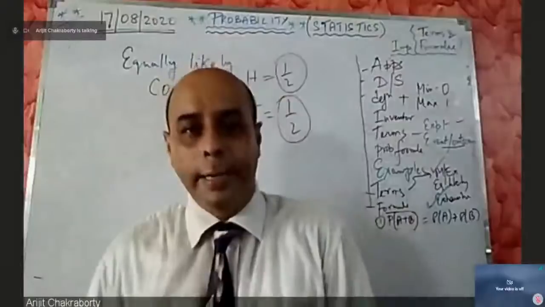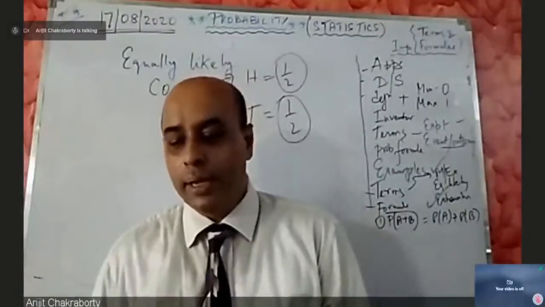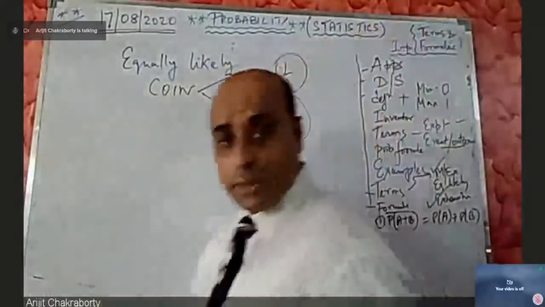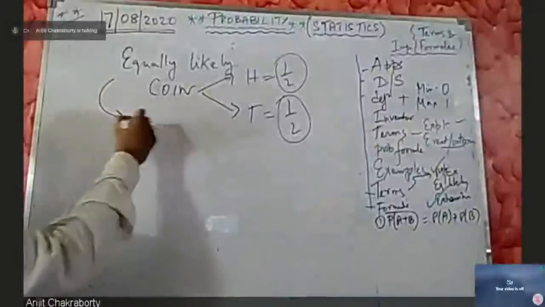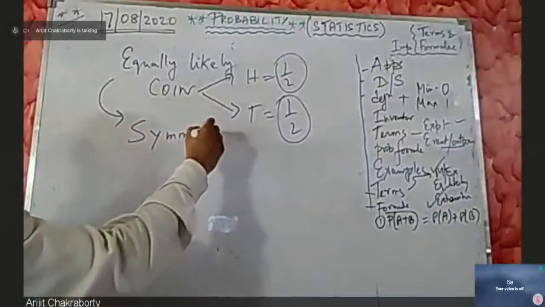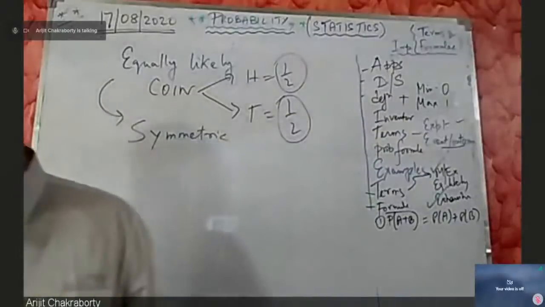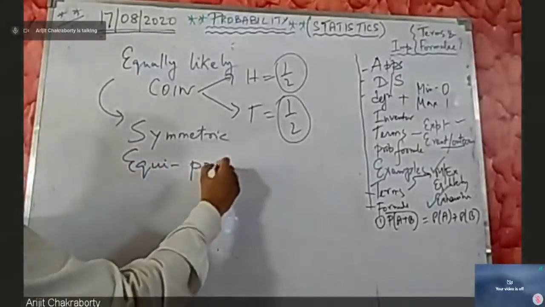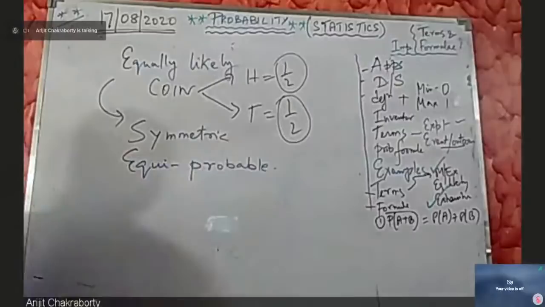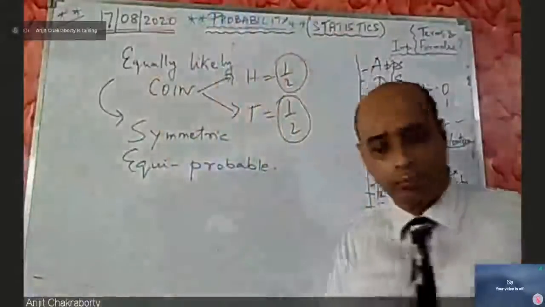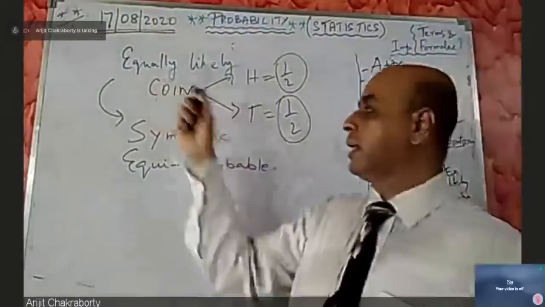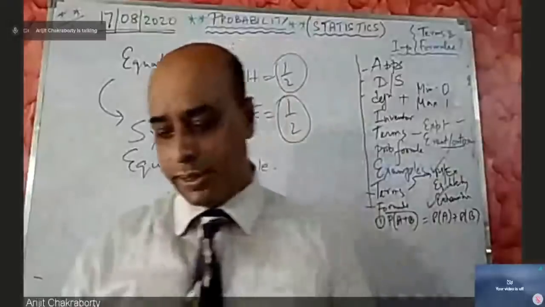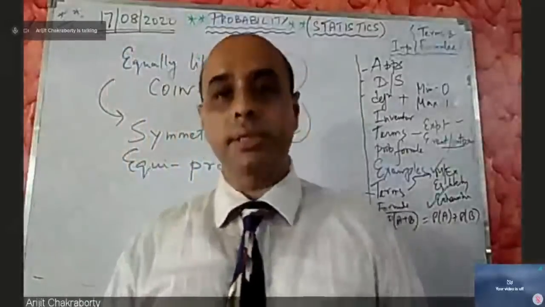Therefore, dear friends, equally likely means when the events are symmetric. So this equally likely term which you see is also known as symmetric. They are also known as mutually symmetric events or equiprobable. Please note. Kindly note it in your scrapbook. So equally likely, symmetric, and equiprobable are the same. That means each of them has the same probability.